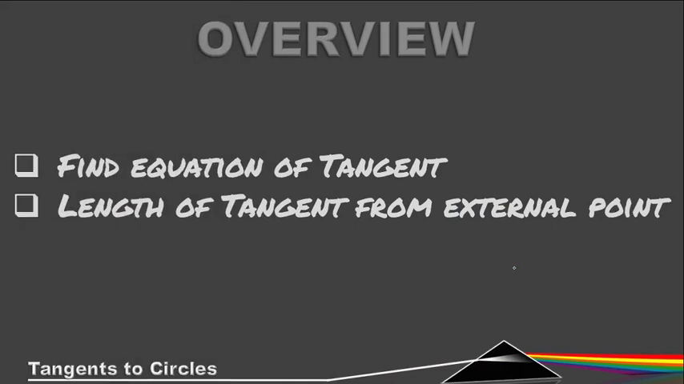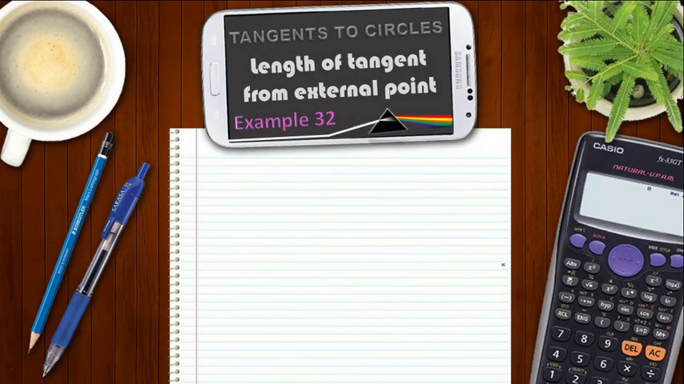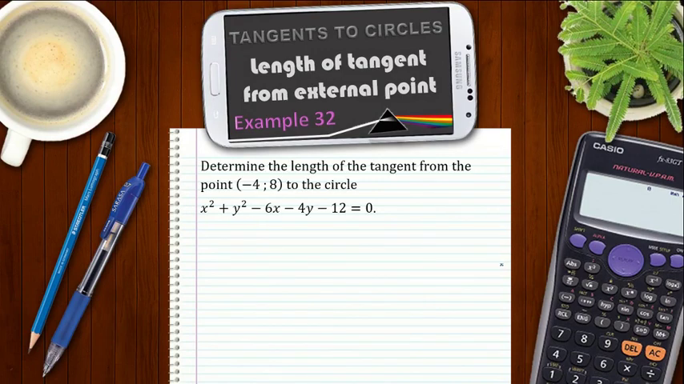So now you should know how to find the equation of a tangent. Let's look at finding the lengths of a tangent from an external point. And in example 32, it says determine the length of the tangent from the point minus 4, 8 to the circle. Okay, so in this case, if we draw this, we have our circle and we have a tangent. So just draw everything that they give you.